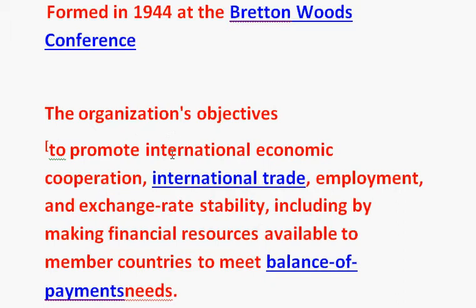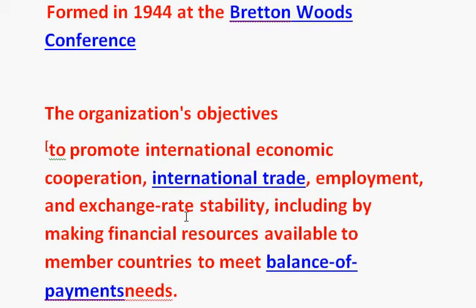The objective of the organization is to promote international cooperation, international trade, employment, exchange rate stability, and to make financial resources available to member countries, mainly to meet their balance of payment needs. What is balance of payment? Balance of payment is the net difference between a country's trade with other countries. If a country goes into negative balance of payments, it can take a loan from the IMF, as India did in 1991.